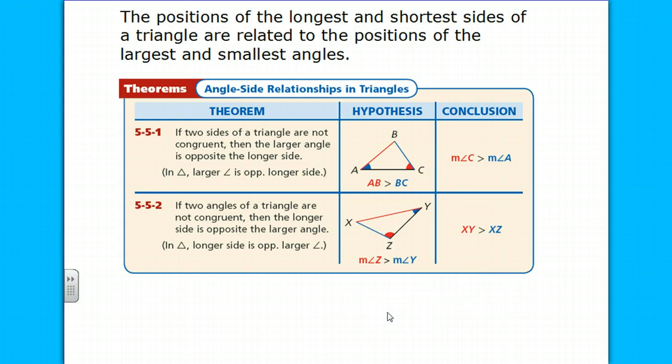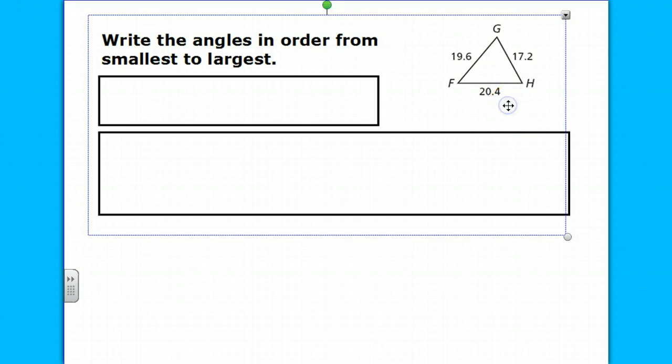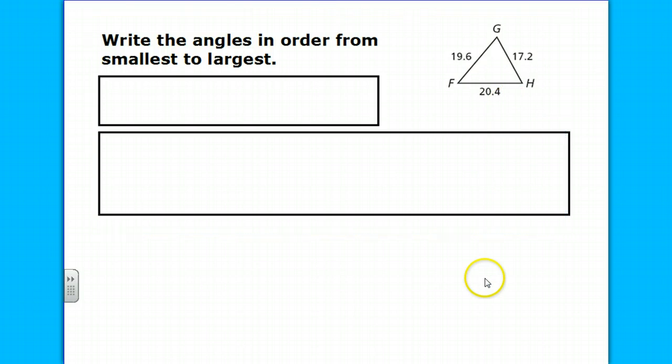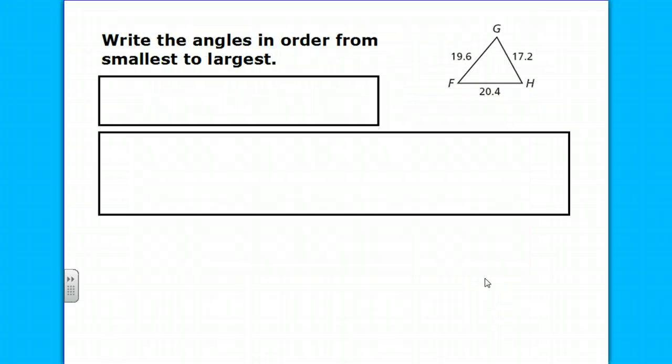They are just the inverse of each other, right? So let's write the angles in order from smallest to largest here. And given what we've just learned in our angle side relationship theorem, we know that the longest side would be opposite the largest angle, right? So that angle must be angle G.